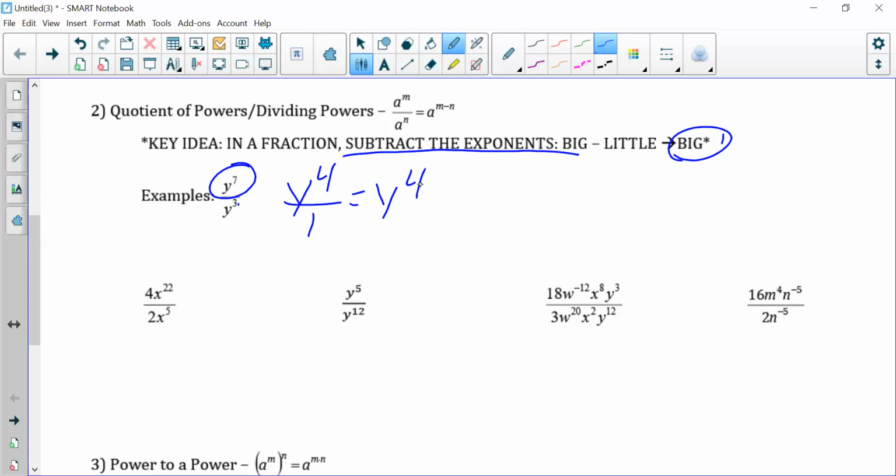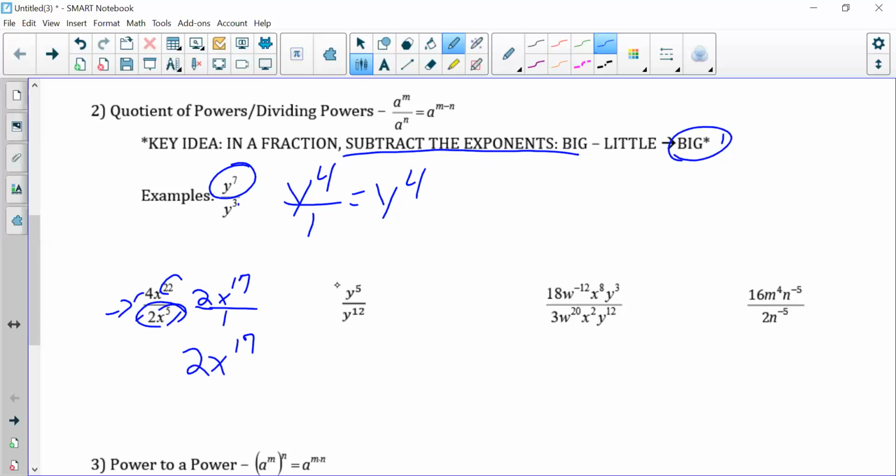All right, so now let's look at this one. We're dividing. Remember, number rules still work. So I'm saying 4 divided by 2 is 2. And again, that's on the top. x to the 22nd power over x to the 5th. So 22 minus 5 gives me what? 17. So x to the 17th power, the big one was on the top, so this stays on the top. This all got divided down to 1. So my answer is 2x to the 17th over 1, or just 2x to the 17th.